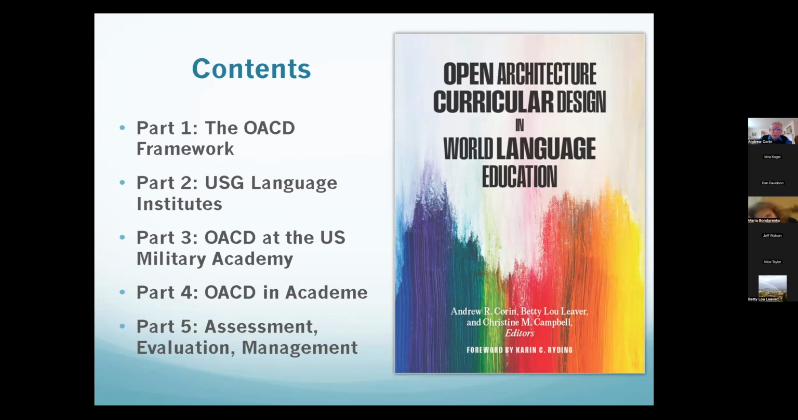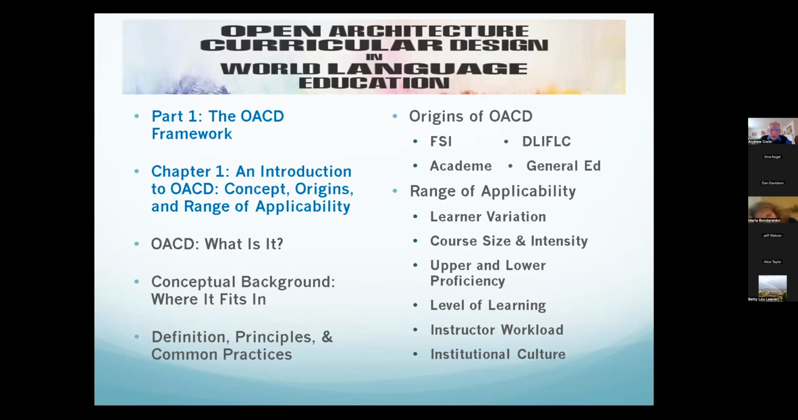The first part of the book, the OECD framework single chapter, is where we will be discussing the concept, origin, and range of applicability. In other words, this runs you through what OECD is, and some of the major questions concerning it. It deals with the conceptual background and its origins. It gives you the definition and principles, and then turns to going over its range of applicability.